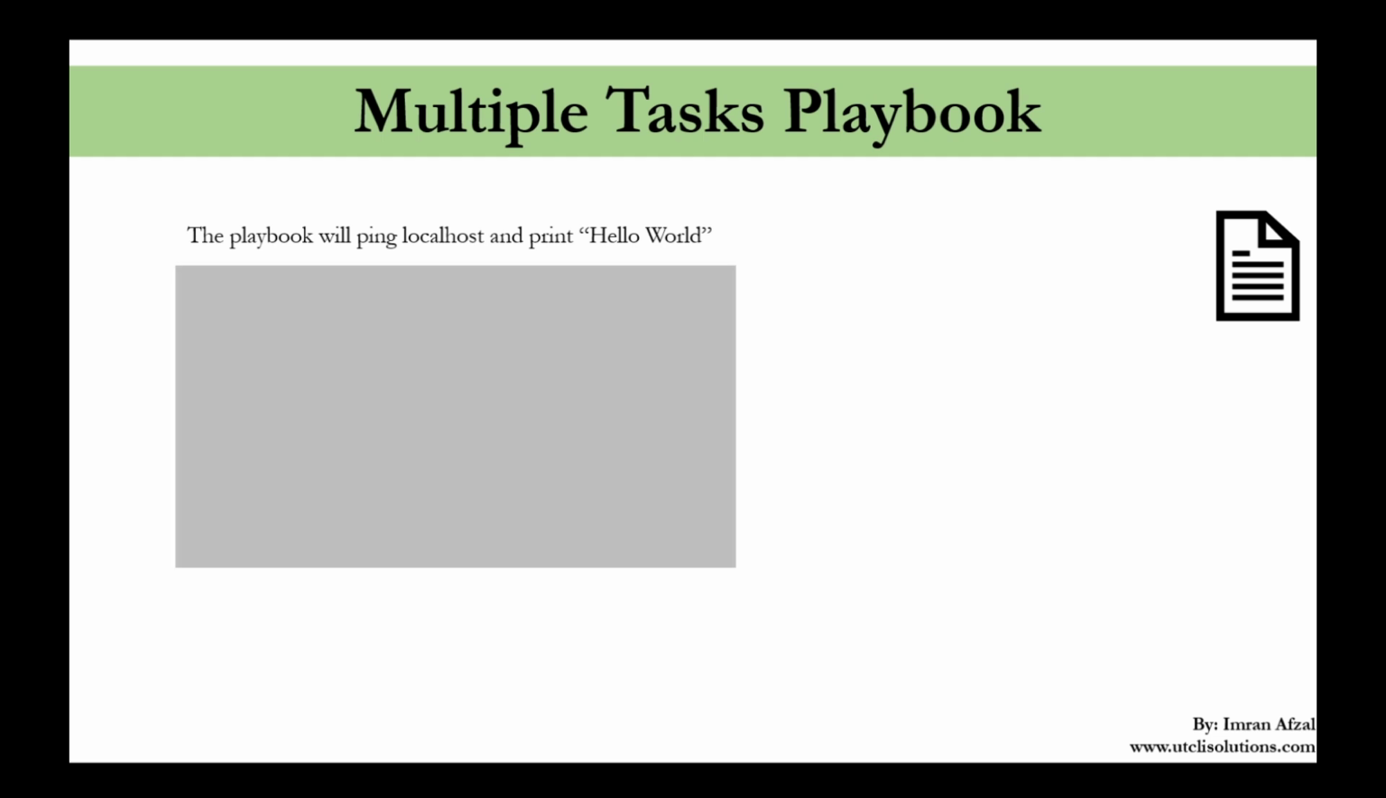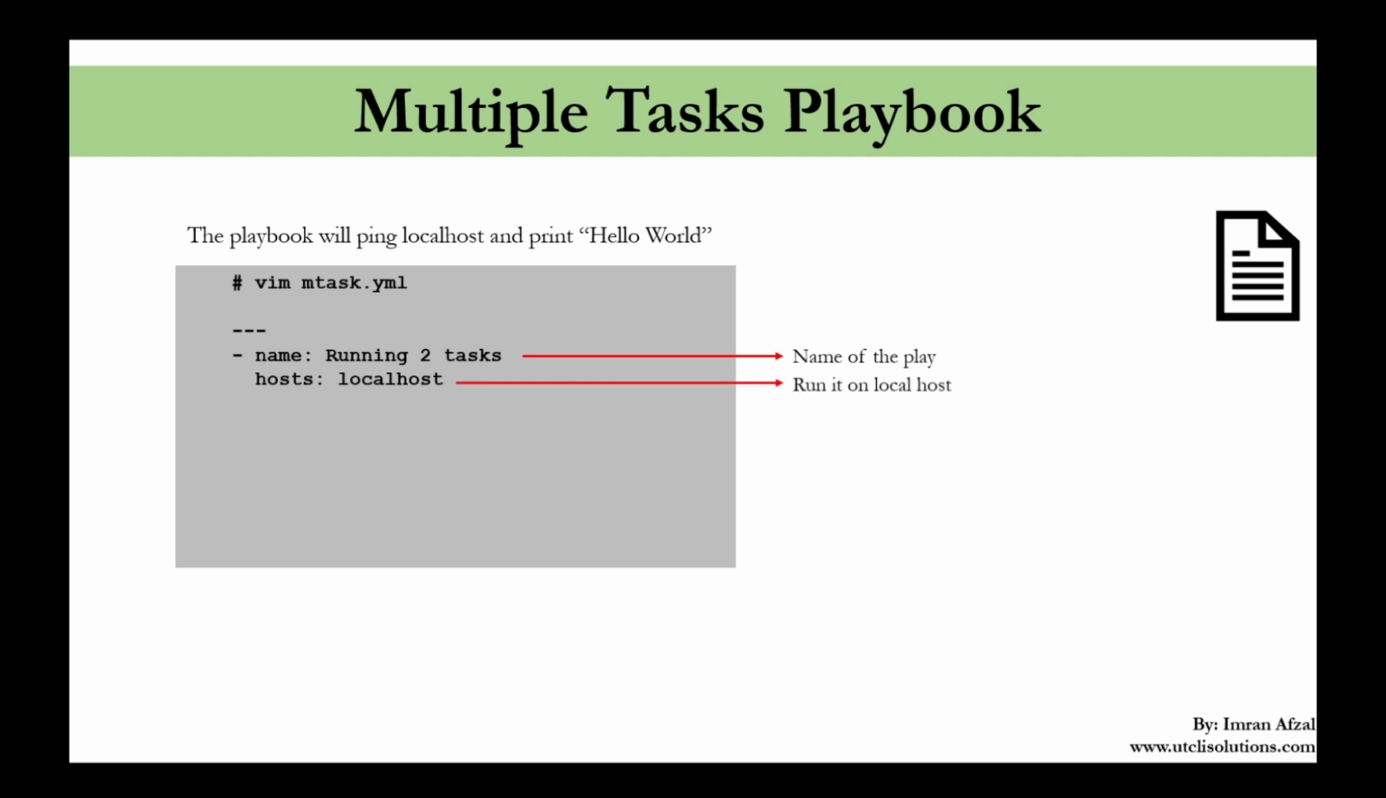All right, so the very first thing we have to do is use the Vim editor to create a playbook. And we are going to name the playbook mtask, or multiple task, .yaml file. Then we will put in three dashes to identify that it's a YAML file. We'll give it a name, running two tasks, or any name of your choice. Of course, this is the name of the play. Then the hosts, where are you going to run those tasks? That will be on the localhost where you have Ansible installed or where you're running that executable.